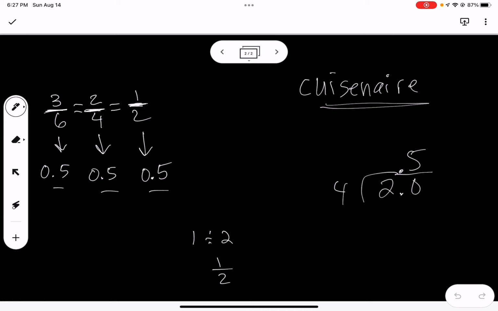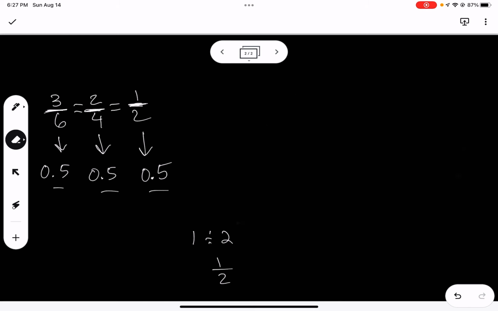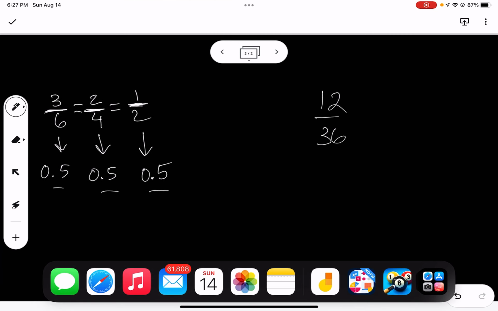Now, how about strategies as far as simplifying them? For example, what if I asked you to simplify something like 12/36? What are some strategies? Well, this is where the multiplication table comes in handy.